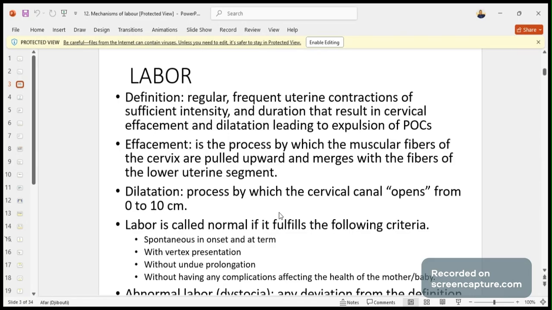Okay. So these are the markings. It is not labor unless it is regular. It is not labor until it is frequent. The contraction must be regular, must be frequent, must have a progressive intensity, and the duration must be demarcated.